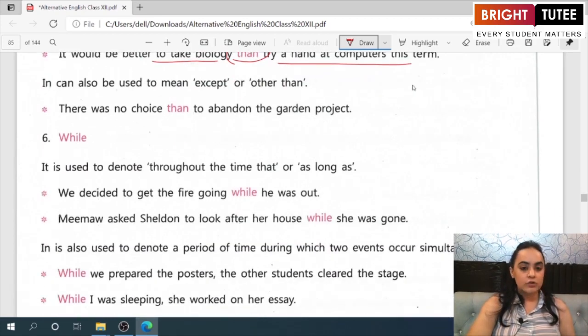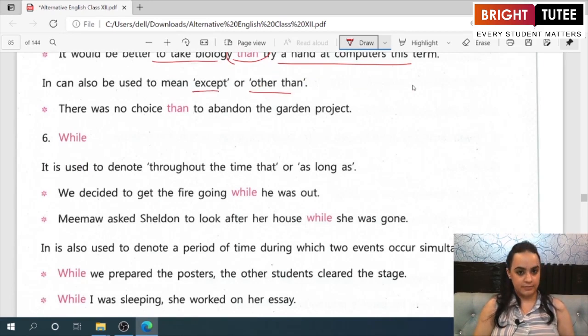"Than" is also used to mean "except" or "other than". For example, there was no choice than to abandon the garden project. So there was no choice except to leave the garden project, or other than the garden project.